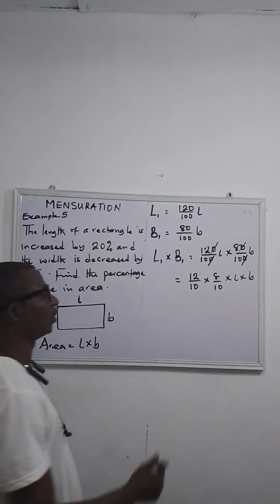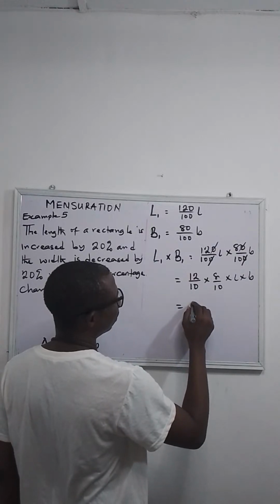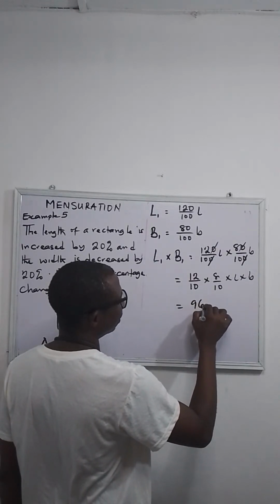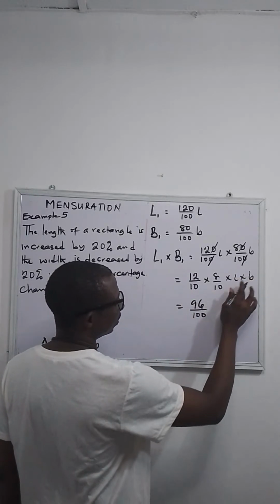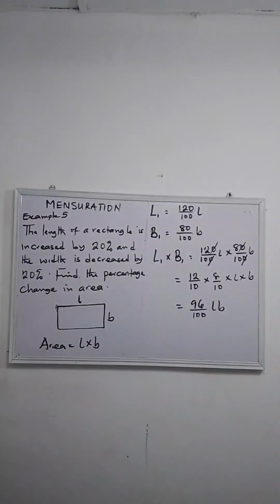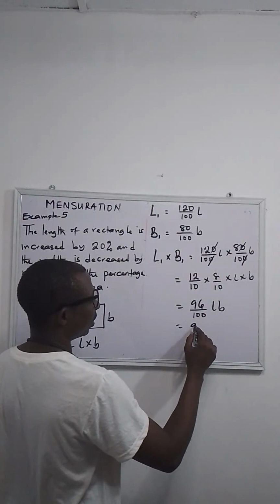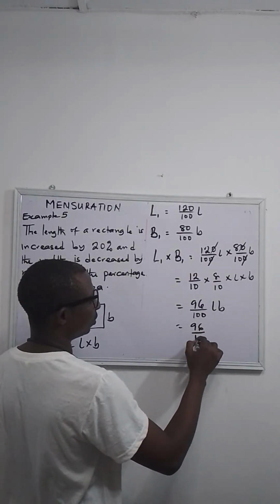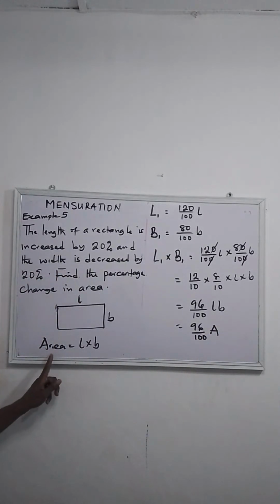Okay? So now, this gives you what? This one gives you 96 over 100 L times B, that's going to be LB. All right. And don't forget, LB is the same thing as the initial area. So that means we have 96 over 100 here, which is the area we have here.